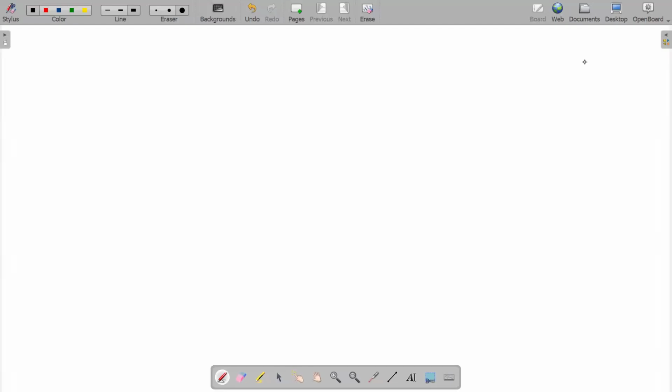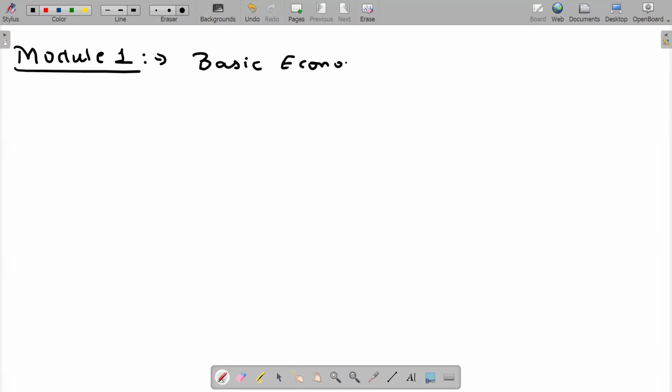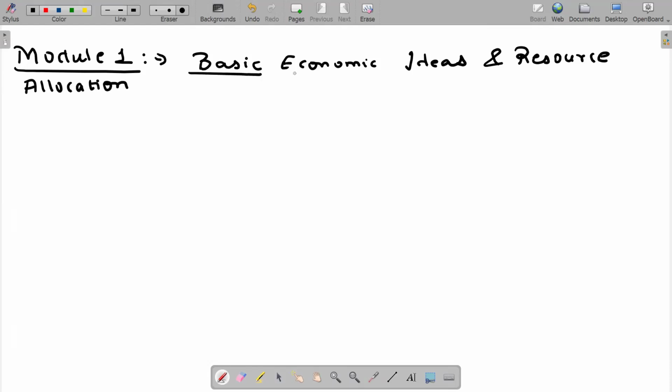So just for clarity, I'm writing the main heading. We are still on module 1, basic economic ideas and resource allocation. And within this, we are on chapter 2, economic methodology.